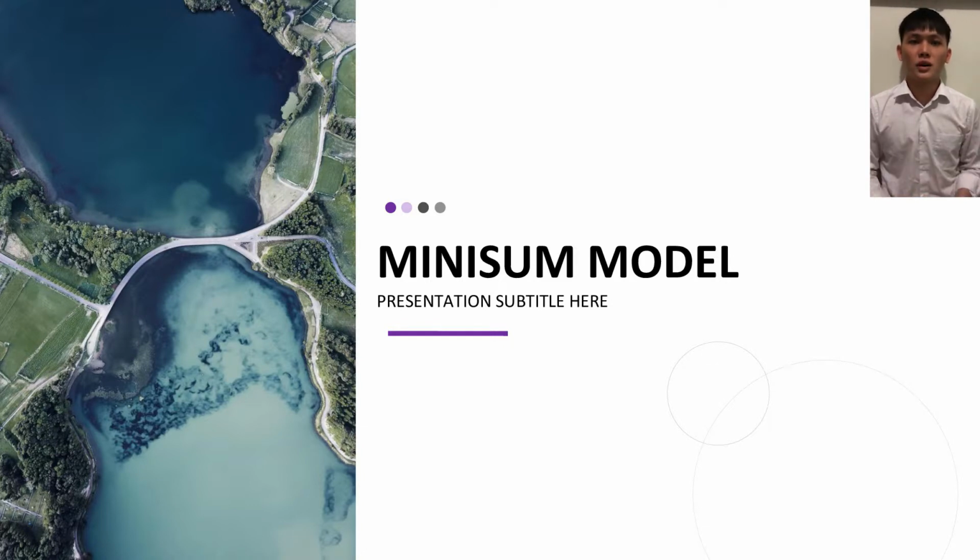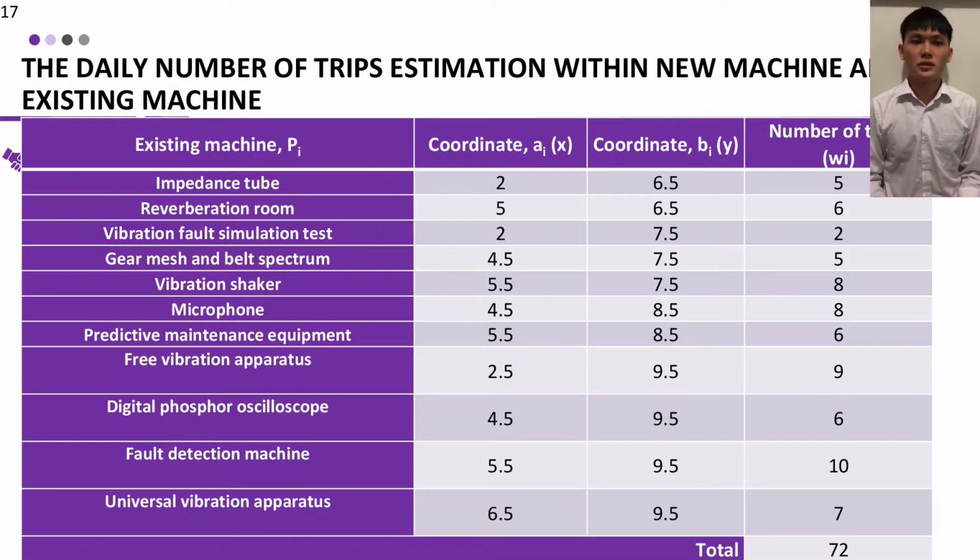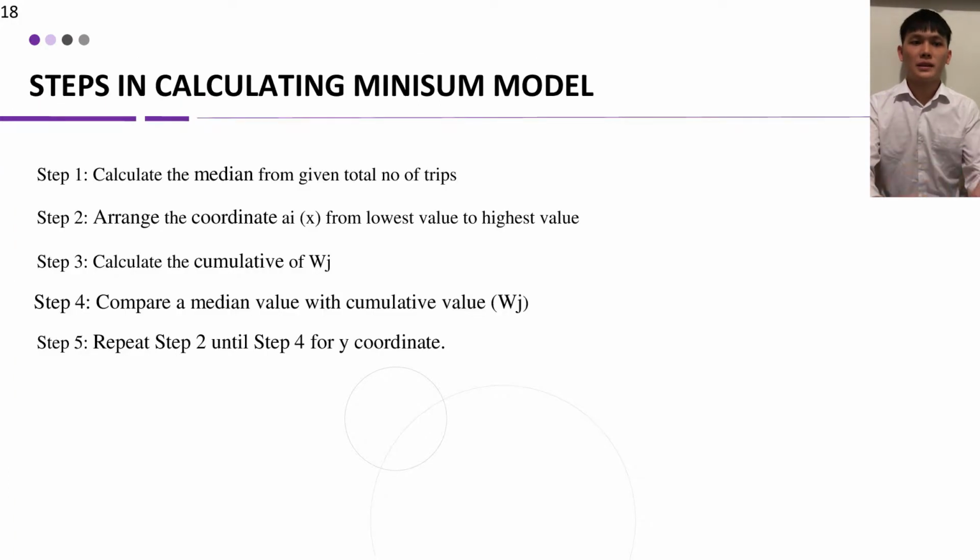First of all, we draw a plot plan for the laboratory, and the plot plan is shown in the figure. Then the daily number of trips between the new machine and existing machines is estimated, and in our project there are 11 existing machines available, and the new machine is known as the steering gear simulator. There are 5 steps in calculating the mini-sum model.